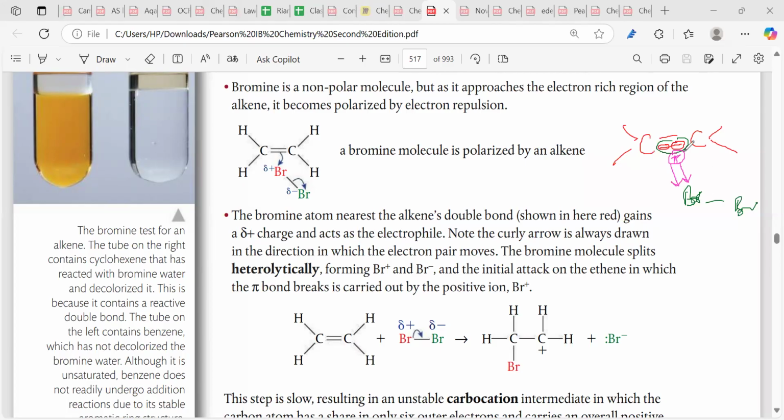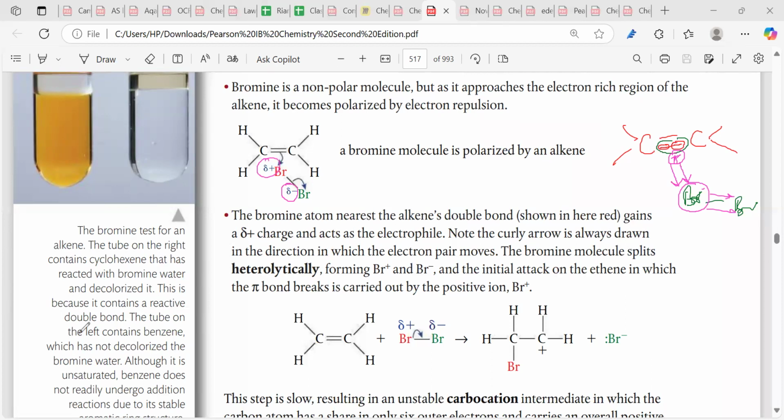So what did I tell you? The pi electron cloud, when it starts to form the bond with the bromine due to the addition reaction, right? The pi electron cloud of the pi bond will be repelling the nearest bromine electrons further away from itself, making this temporary delta plus and making this temporary delta minus. Understood this thing?